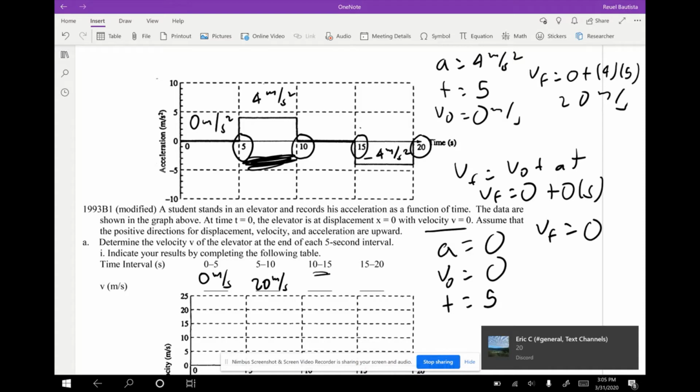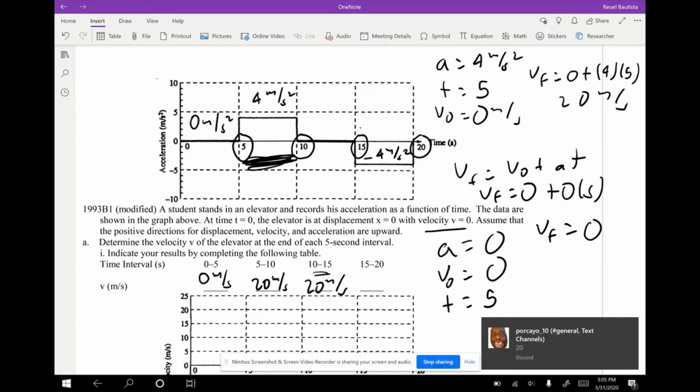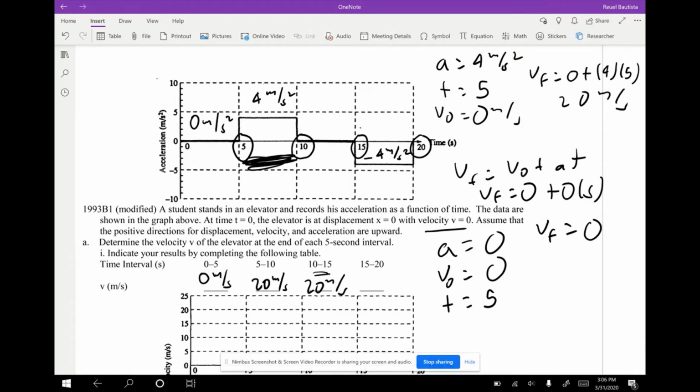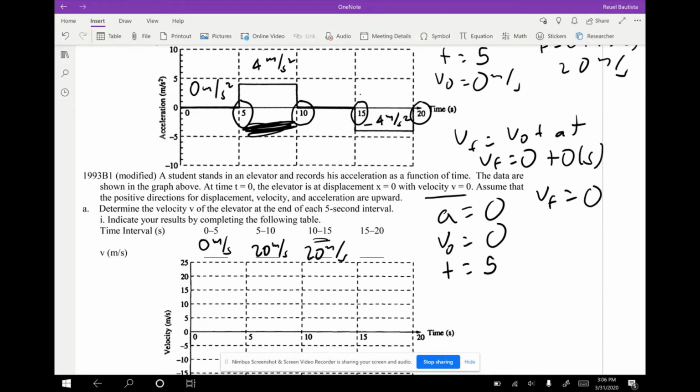So now let's look at 20, right? Again, we know a lot of things. We know the acceleration from 15 to 20, that interval will be negative 4 meters per second squared. We know the time will still be 5 seconds because each interval is 5 seconds long. And we know that the starting velocity, and this is very important, at 15 seconds is going to be 20. So we can utilize our equation, VF is equal to VO plus AT, which is going to be 20 plus negative 4. And this is very important that you put the negative here. Negative 4 times 5, and we find what?